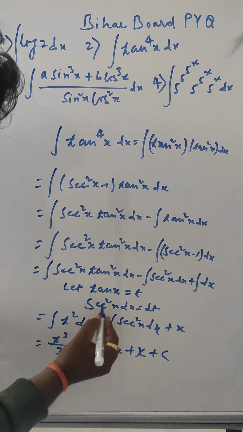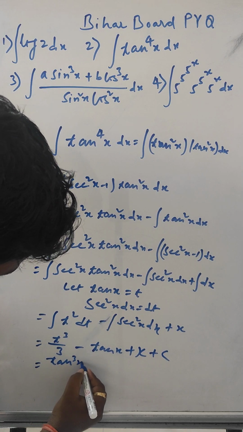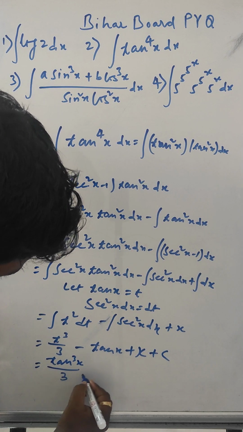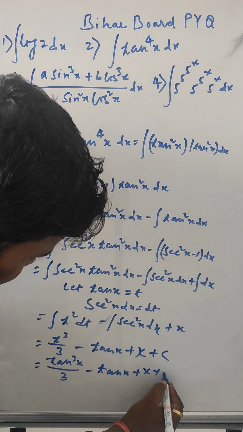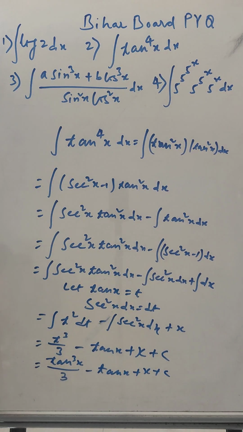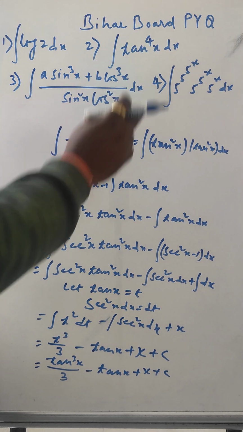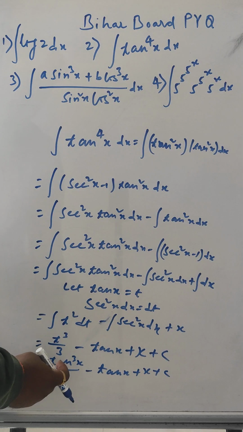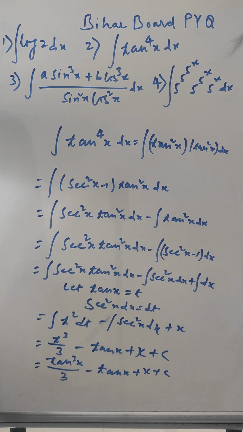In place of t, what can we write? tan x. So tan^3 x by 3 minus tan x plus x plus c. So this is the answer to your second problem. There is no issue, right? The answer is tan^3 x divided by 3 minus tan x plus x plus c. Okay, we can wrap this up and do another one.